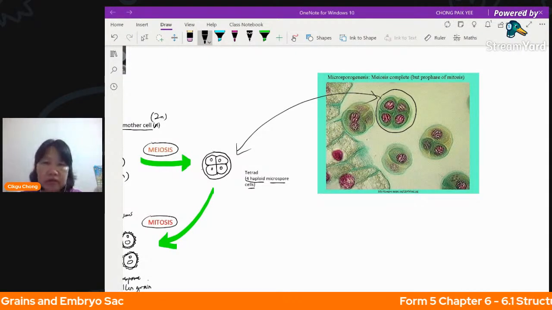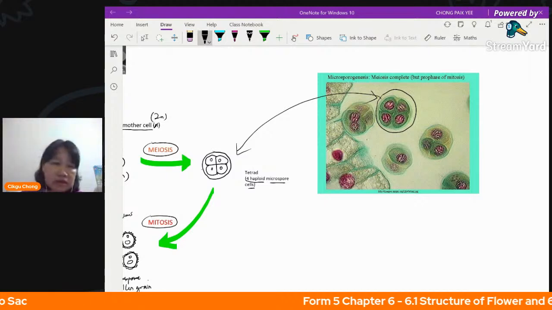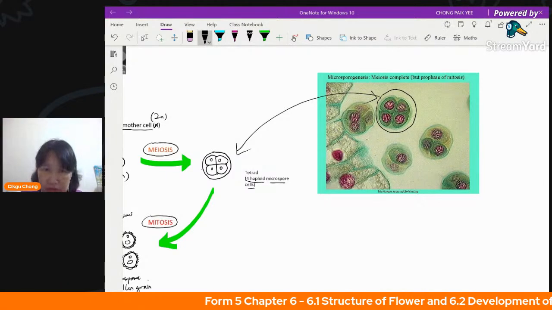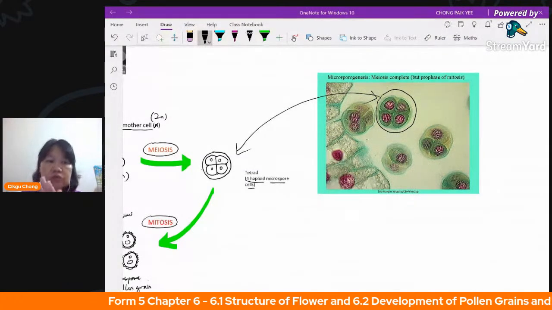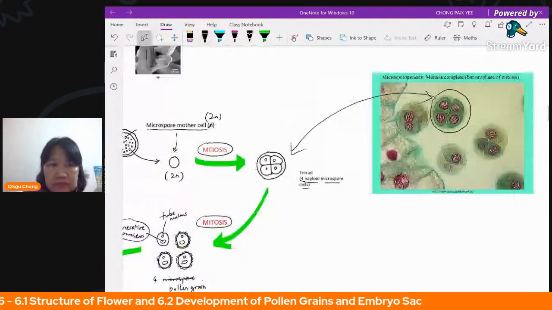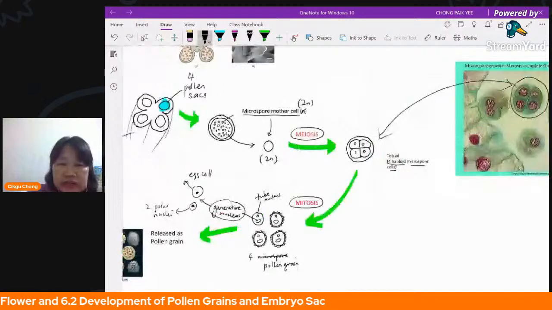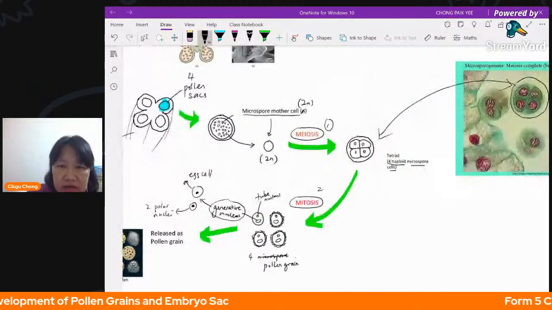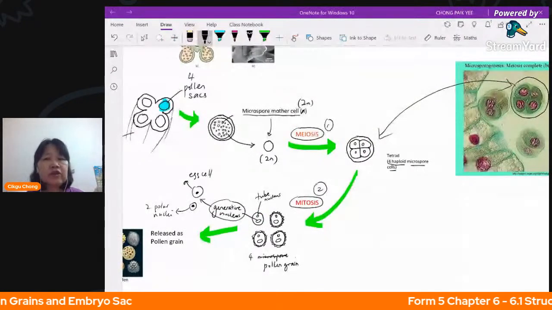After that, the cell undergoes mitosis one more time to get your tube nucleus and your generative nucleus. Now I want to bring to your attention, remember: meiosis first, then only mitosis for plants.